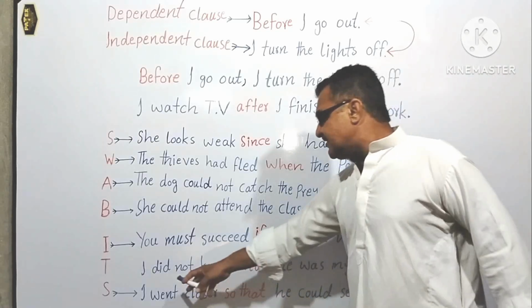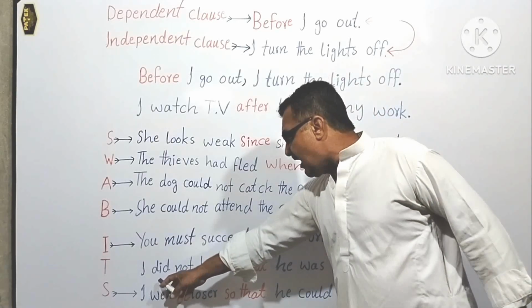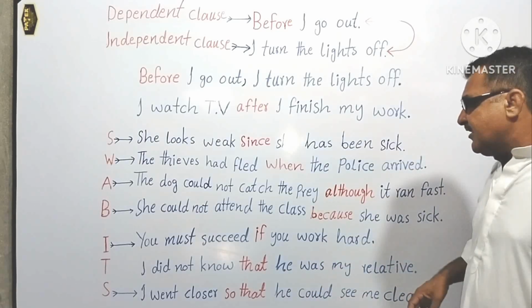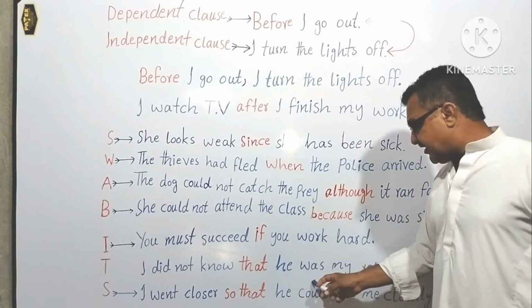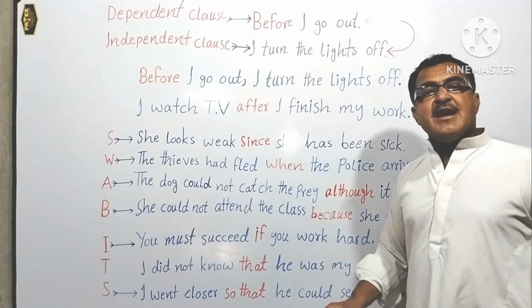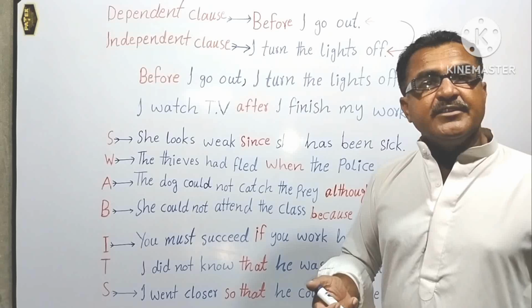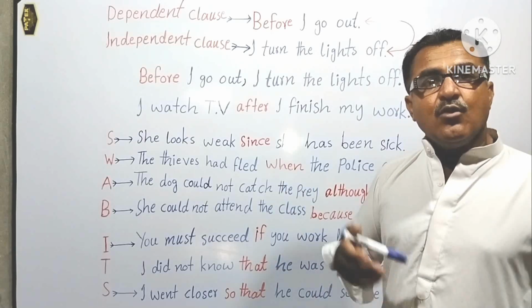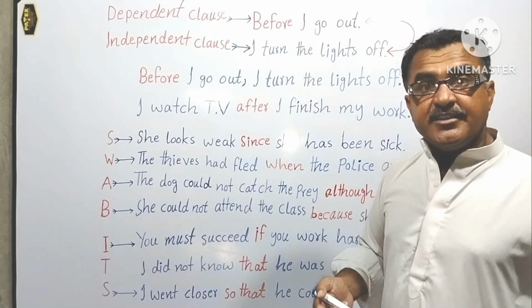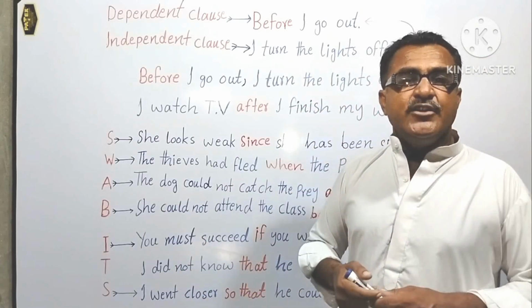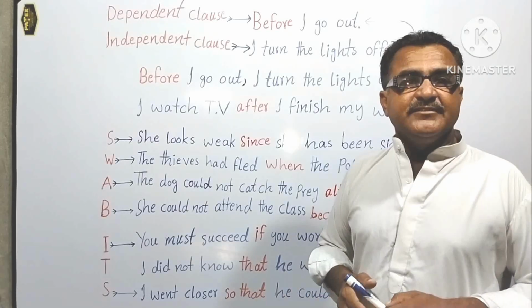Okay, look at the fifth example. I did not know that he was my relative. Now if I only say this, I mean the dependent clause, that he was my relative, so what? What happened before, or what is going to happen later? Then you say, I did not know that he was my relative.